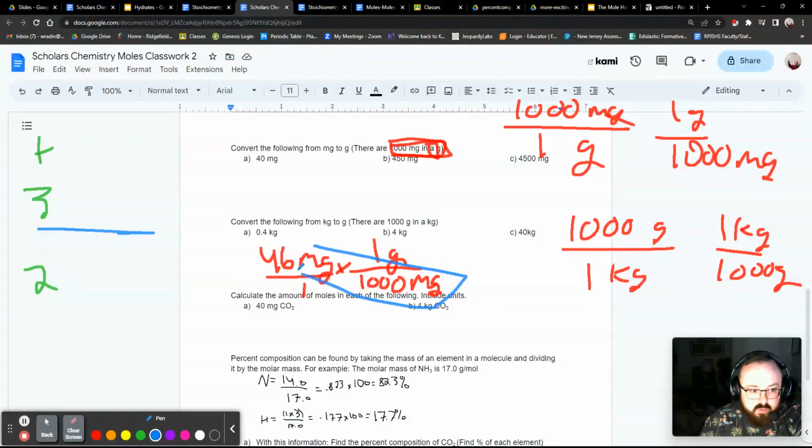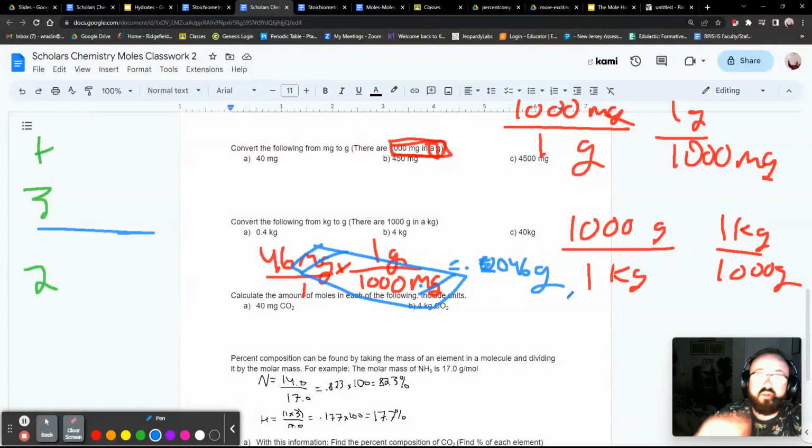Because again, here is my box. Look at that. Milligrams, milligrams. There's my box. mg, mg. This gets us 0.046 grams.